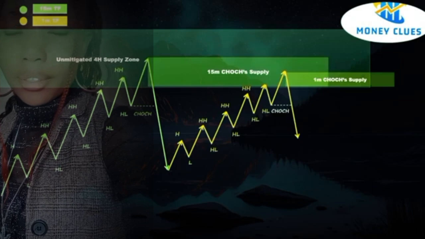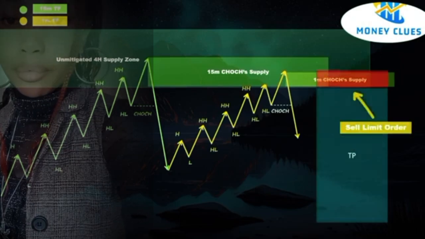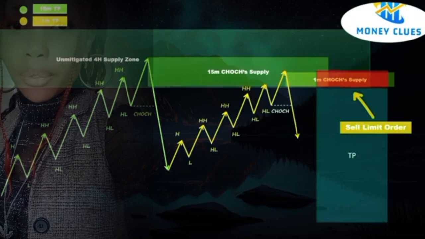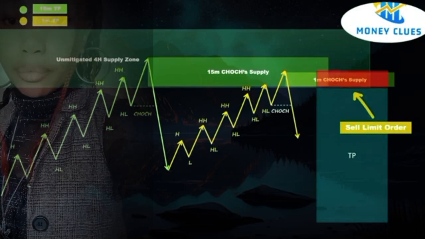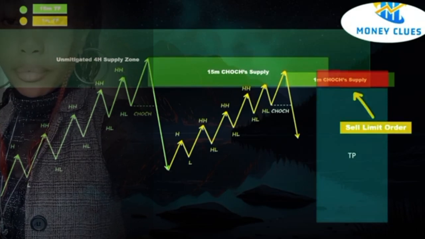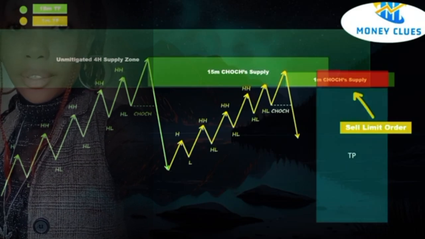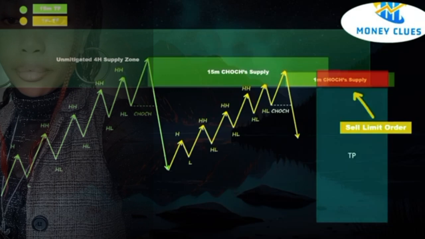4. Place a sell limit order at the lowest point of the zone with a stop loss set a few pips above the highest point of the zone. 5. For take profit, target the unmitigated demand zone on the higher time frame, like 15 minutes or 1 hour, or the swing low of the current time frame.